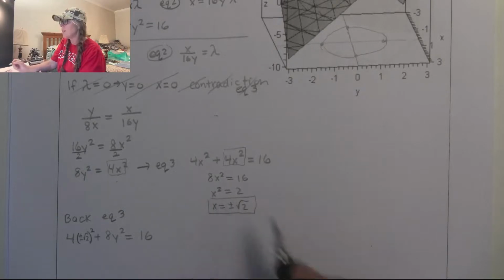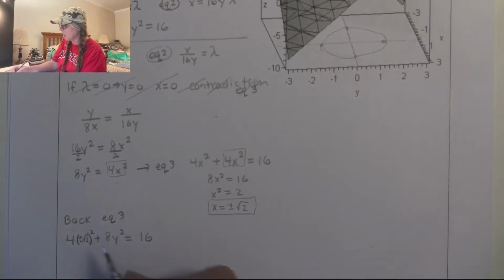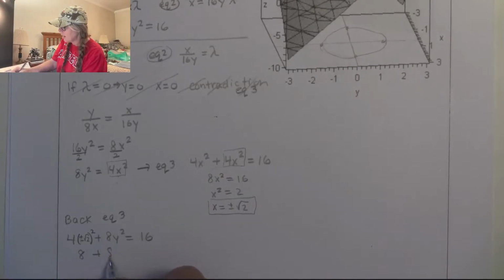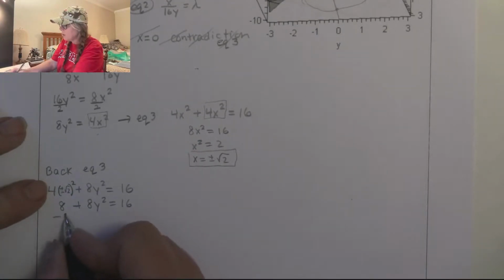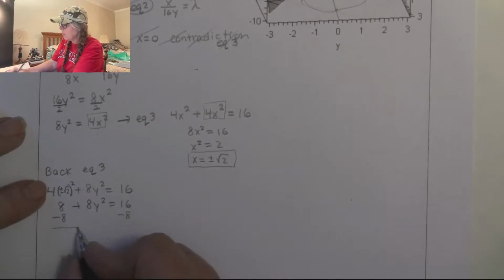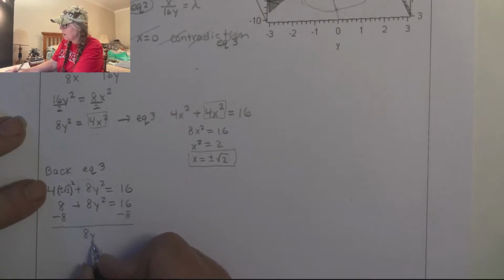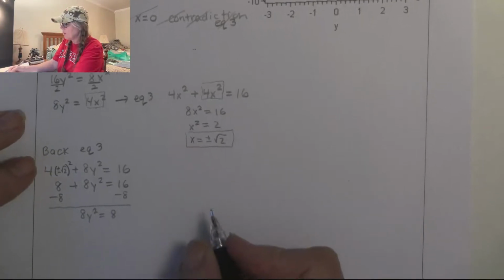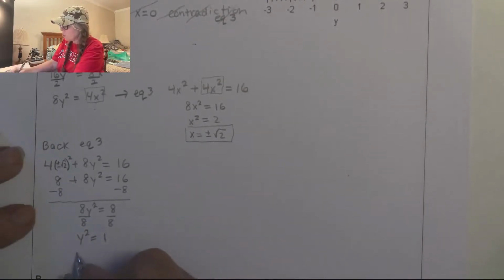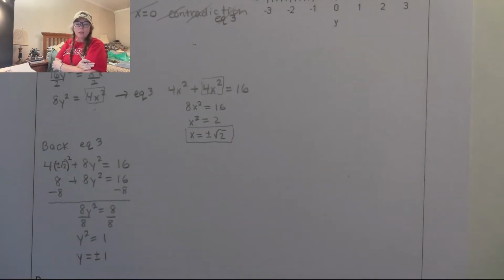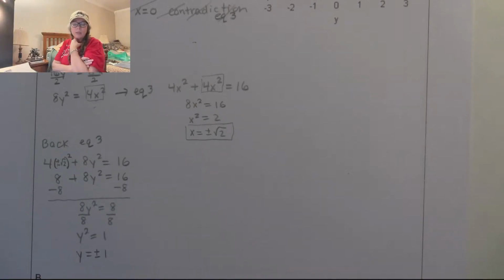So I'm using what I just found about x in this equation. And so this becomes 8 plus 8y squared equals 16. I want to solve that for y squared. And then I'll be like, lovely is what I'll be like. Y squared equals 1. And that tells us that y equals plus or minus 1. Okay, so we did a nice job on that. It wasn't so bad at all.